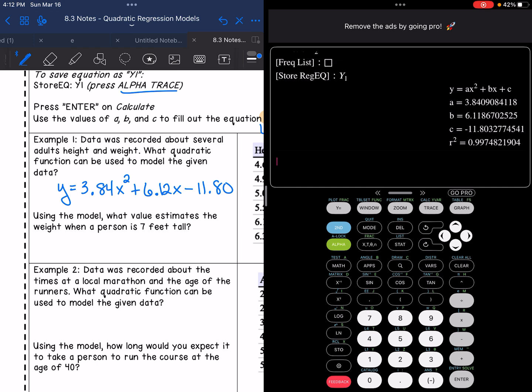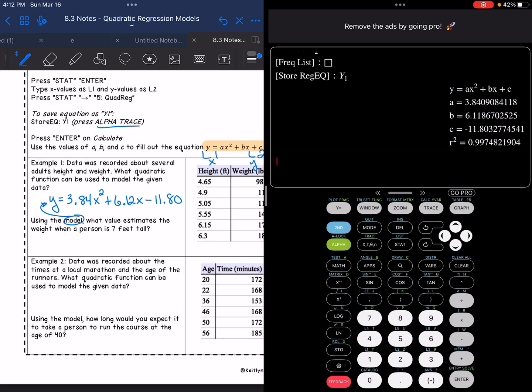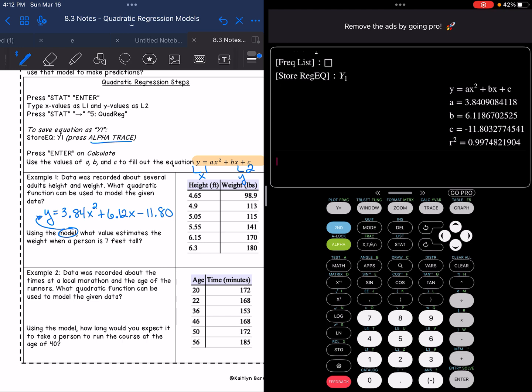All right, then the next part says using the model, which is the equation. The model is the equation. What value estimates the weight when a person is 7 feet tall? So think back, we said that height, how tall you are, is your x. And so they have told me that x equals 7. So they're wanting to know, what does y equal? They want to know what the weight is.